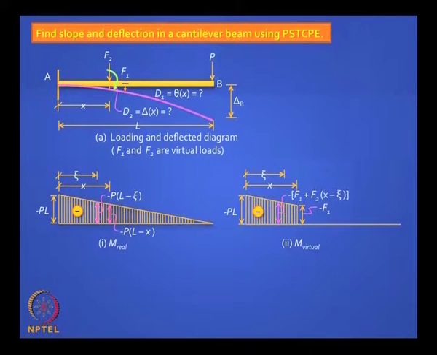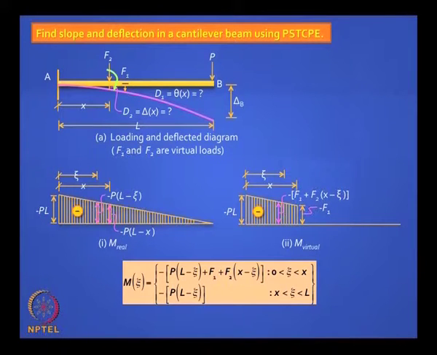So write down the bending moment expression. You can separate out the real one caused by P, which is a straight line, and the one caused by imaginary F1 and F2, which is also a straight line, and you can write down the value. So M at any location xi has two forms. You have to break it up into two parts, one up to x and one beyond x, and beyond x you will find F1 and F2 do not have a role to play because there is no bending moment caused by F1 and F2.